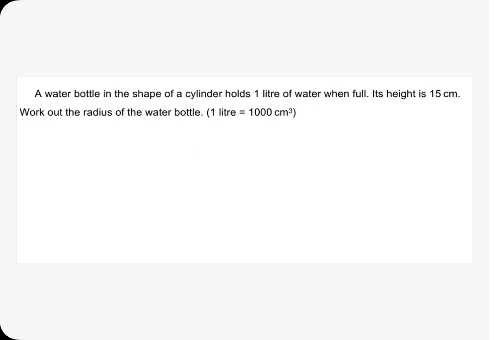The question says, a water bottle in the shape of a cylinder holds 1 liter of water when full. Its height is 15 centimeters. Work out the radius of the water bottle. Now he said here that 1 liter equals 1000 centimeter cube, because we're going to use this in the answer.